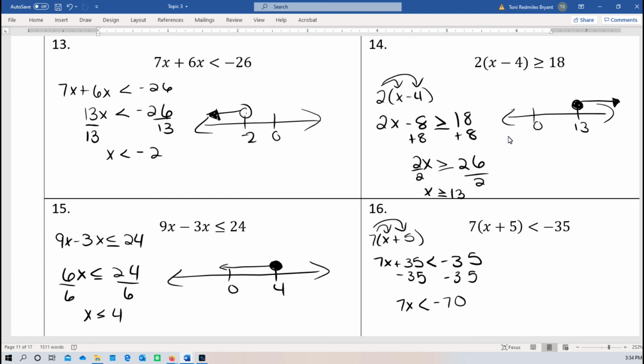Because the 7 is multiplying the x, I have to divide it on both sides, and x is going to be less than -10. So on my number line, I'm looking for a number less than -10. Well, that's -12, -20, on down on the number line. Okay, so the numbers to the left are less than.